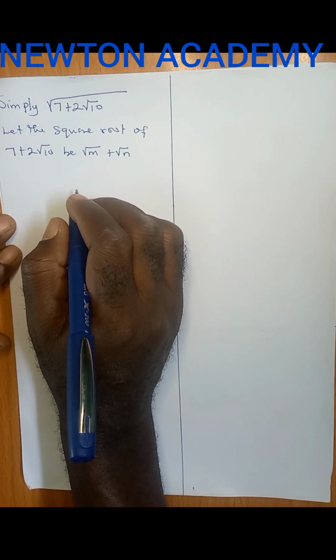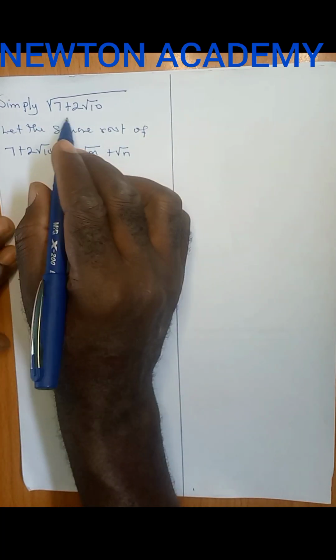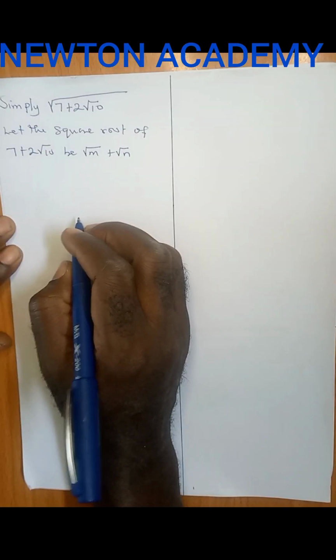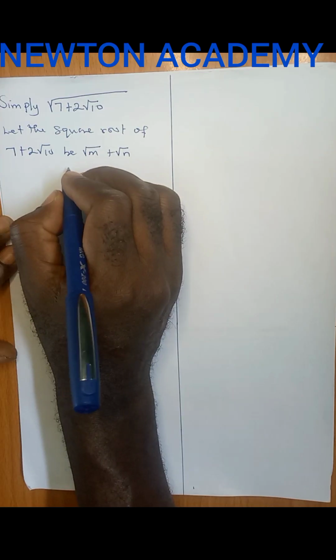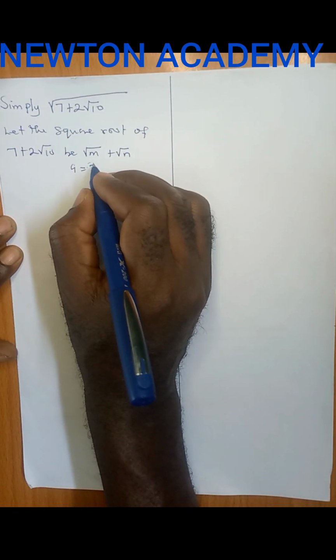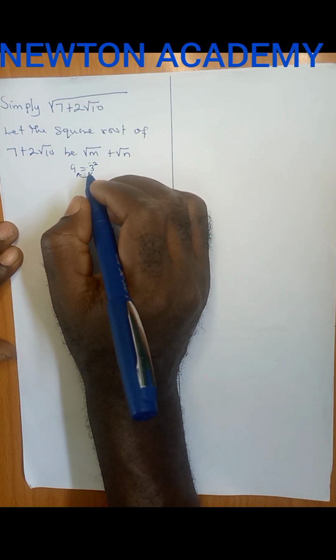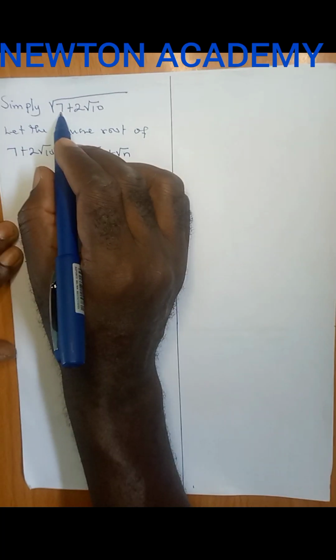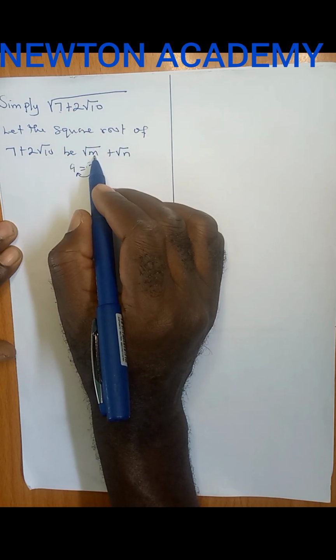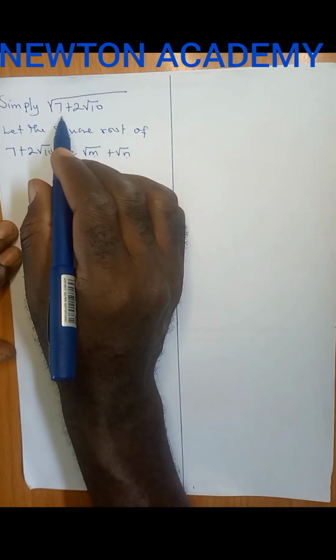Then the next thing we need to do here is, if you square this square root, we are going to get this one back. Take for instance, if you say let the square root of 9 be 3. If we square this 3, we are going to get 9 back. Now we are going to use the theorem. Since the square root of 7 plus 2 root 10 is equal to the root of m plus the root of n, when we square this square root, we are going to get this one back.